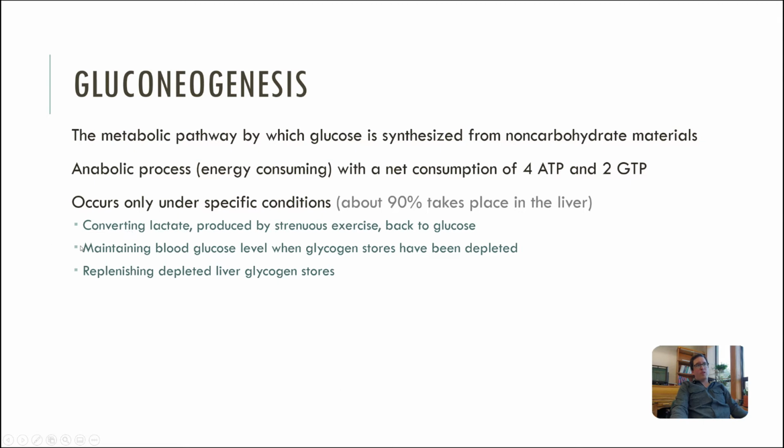So this occurs when, again, we have a lot of lactate building up in the blood because of exercise. This occurs then when we don't have much glycogen in our cells, and so we really need to generate more or maintain our blood glucose. So this occurs when you become exhausted from depleting your glycogen stores, and ultimately then this can happen to replenish the liver glycogen stores when it needs to.